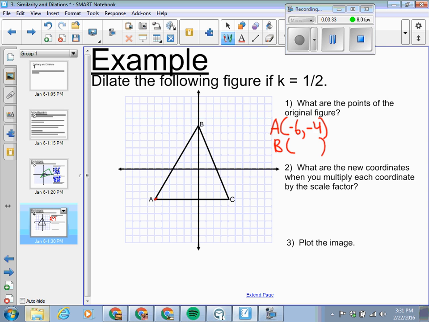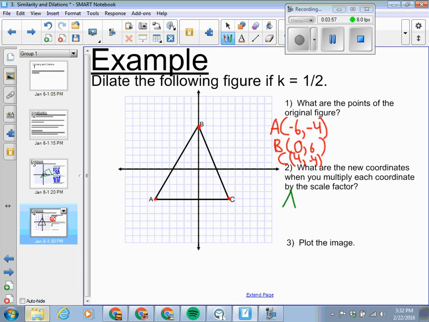And B is going to be at 1, 2, 3, 4, 5, 0, 6. And then C, sorry, I should mark the C as well. 1, 2, 3, 4, 1, 2, 3, 4. Is that 4, negative 4? Now, we're going to multiply each coordinate by 1/2. Make those our prime coordinates.